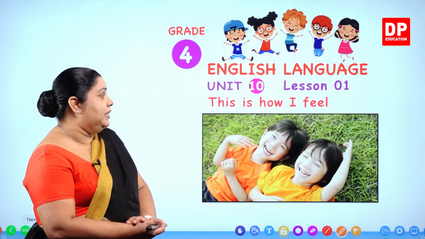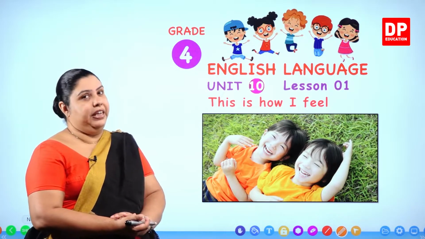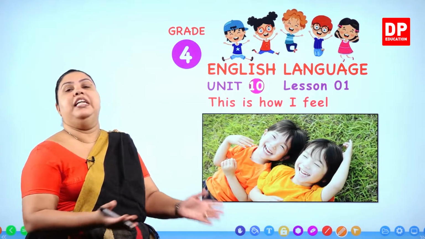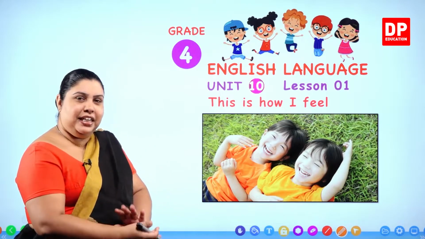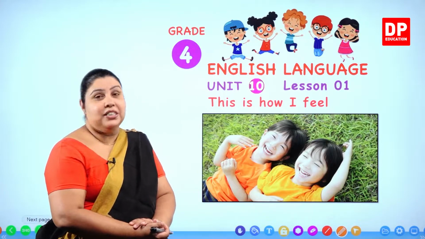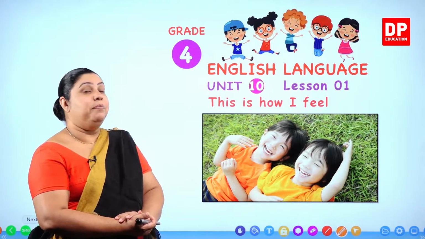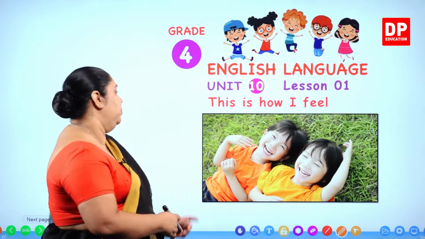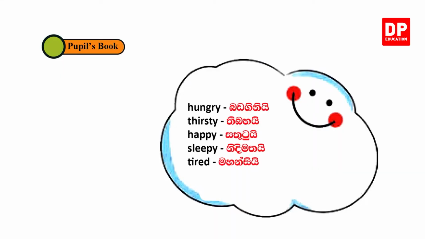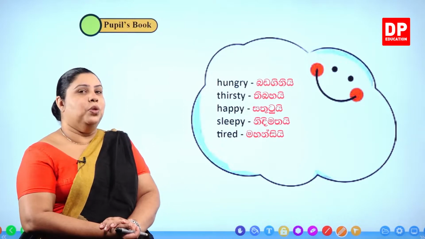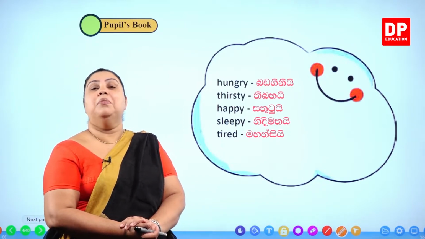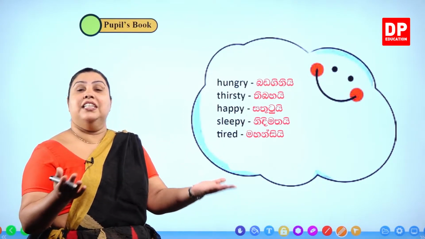Right. So now let's see how you feel, different types of feelings that we have. Now please take your pupils book, turn to unit number 10, happy days, and we are going to talk about our happy cloud. Our happy cloud is here. What are the words that we are going to come across in our lesson today?